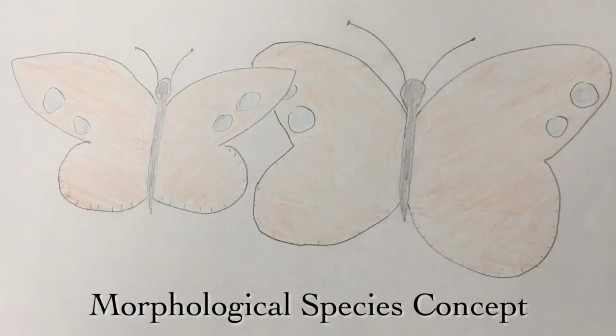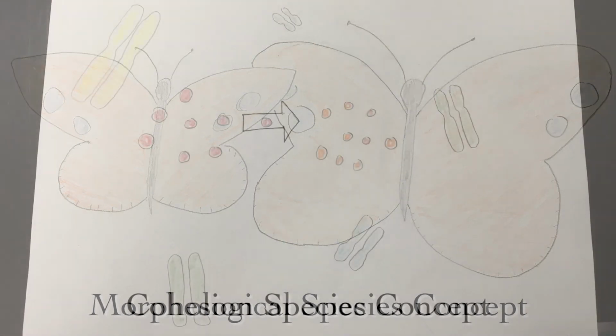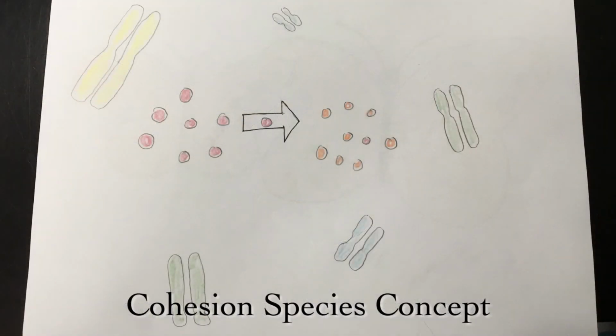Morphological species concept emphasizes measurable anatomical differences between species. Most species recognized by taxonomists have been designated as separate species based on morphological criteria. Cohesion species concept emphasizes cohesion of phenotypes on the basis of species integrity, with each species defined by its integrated complex of genes and set of adaptations.